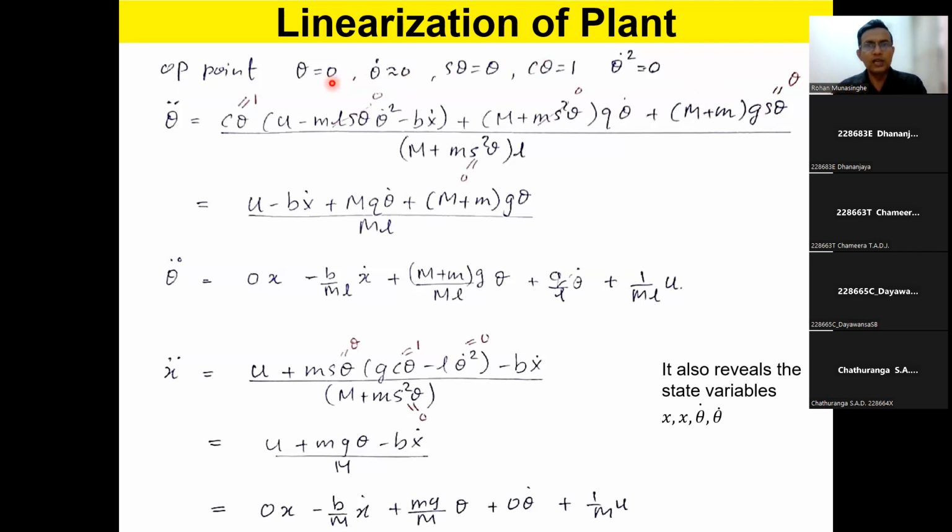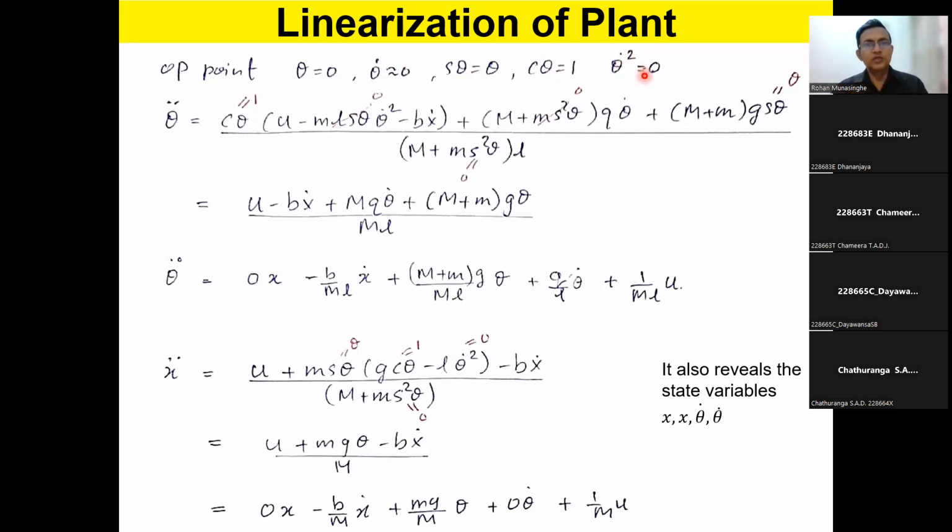Theta approximately equal to 0. Theta dot is also approximately equal to 0. There are no big velocities, right? And in that case, sine theta equals theta, cos theta is equal to 1. And because theta dot is very small, theta dot square is even smaller.